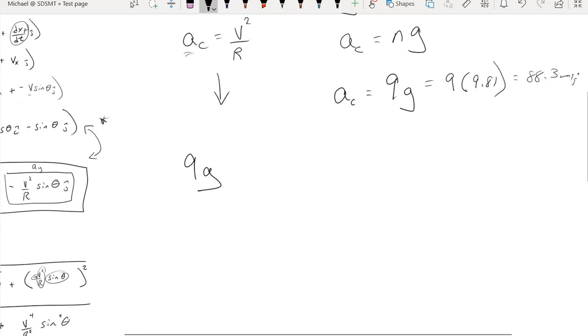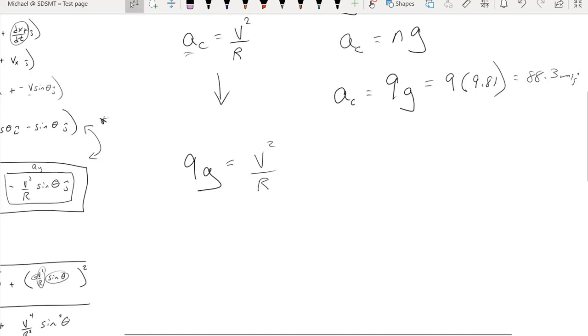And so just to give you an idea of what this would feel like, you're basically going to feel like you're 9 times heavier than what you currently are. So if your weight increased by a factor of 9, how do you think that would affect your ability to function? And my guess is that none of us would be able to function.